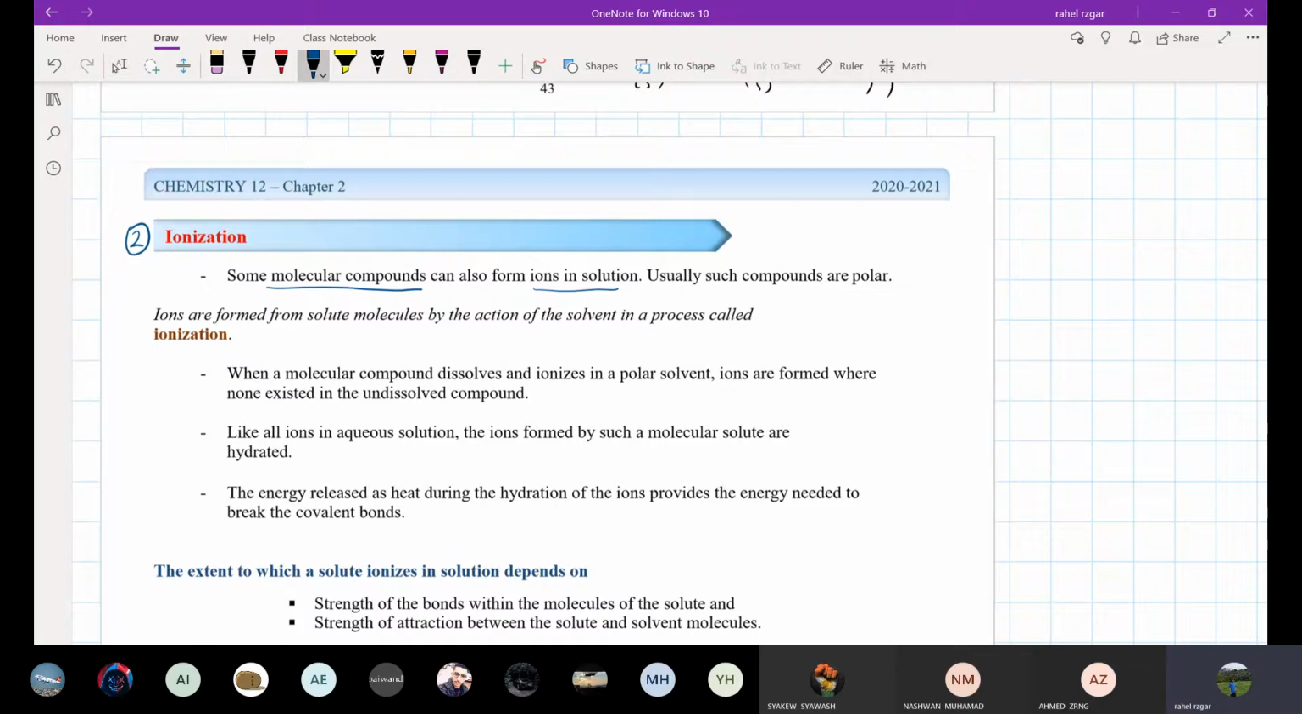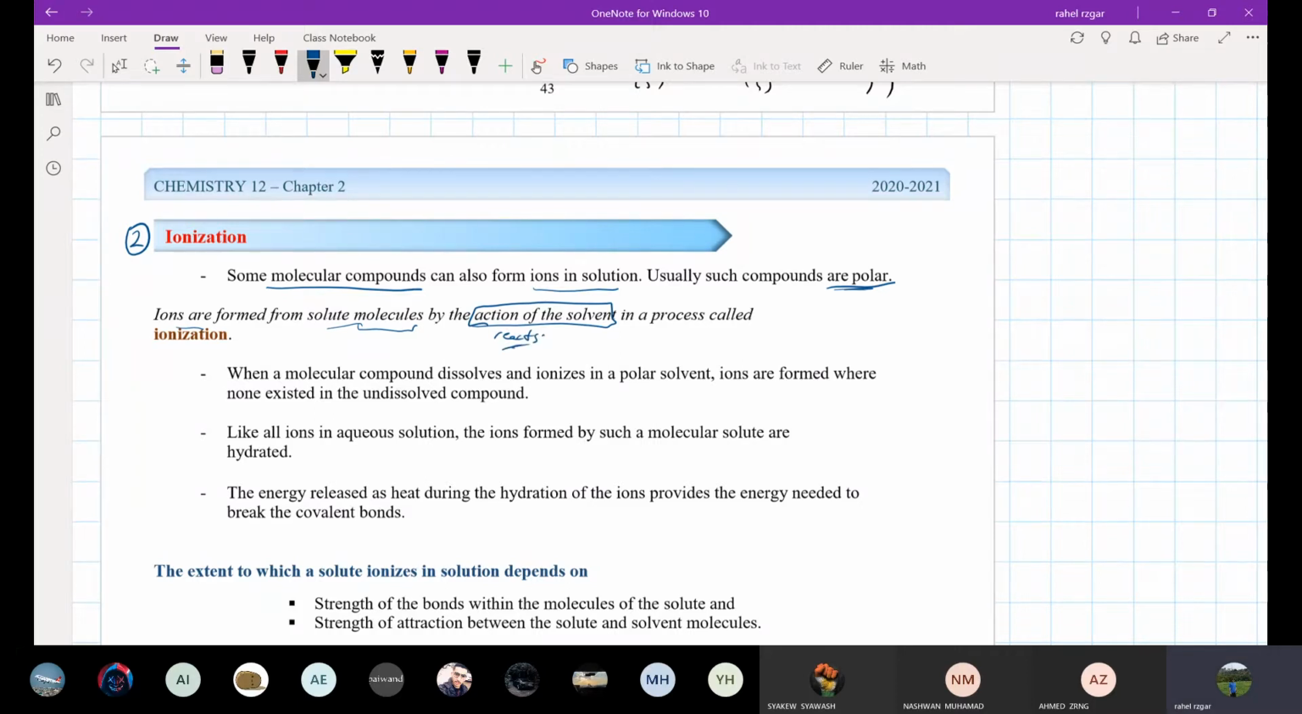The other one was for ionic compounds. That was clear. They just separated, and that's it. But now we talk about molecular compounds, which usually are polar. Not all the polar ones are ionized or form ions, but some of them. If ions are formed from solute molecules by the action of the solvent, it means that the solvent reacts.